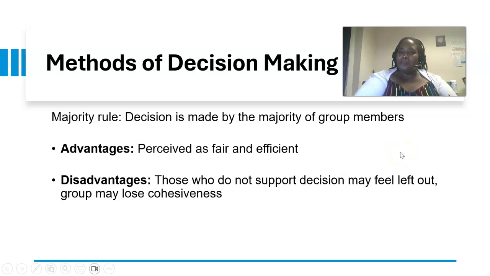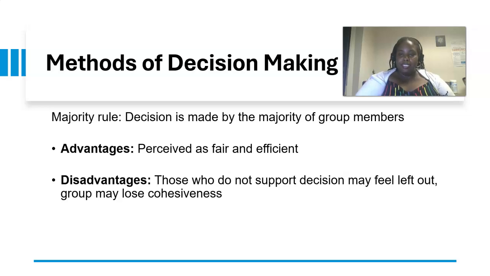Then we have majority rule by voting. So the decision is made by the majority of members via a vote. It is perceived as fair and efficient, and we're a democratic nation. So our leaders are elected based on this type of decision making.